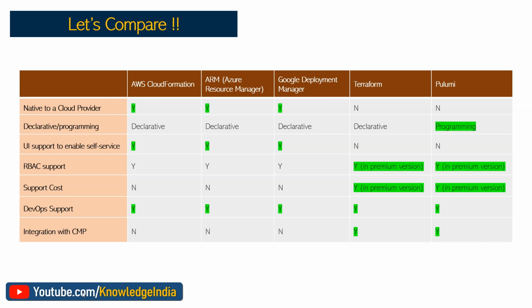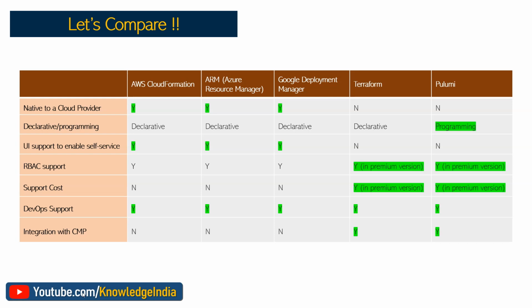Now, the first parameter is whether it is native to a particular cloud provider. And why is this factor important? If a particular platform is native to a cloud provider, the support for any new service or for any new feature would come first of all to that particular platform. You can be sure because, for example, if a new attribute is added by AWS, you can be sure that, of course, CloudFormation will support it. There are high chances that it will be supported quite soon. So that is one thing.